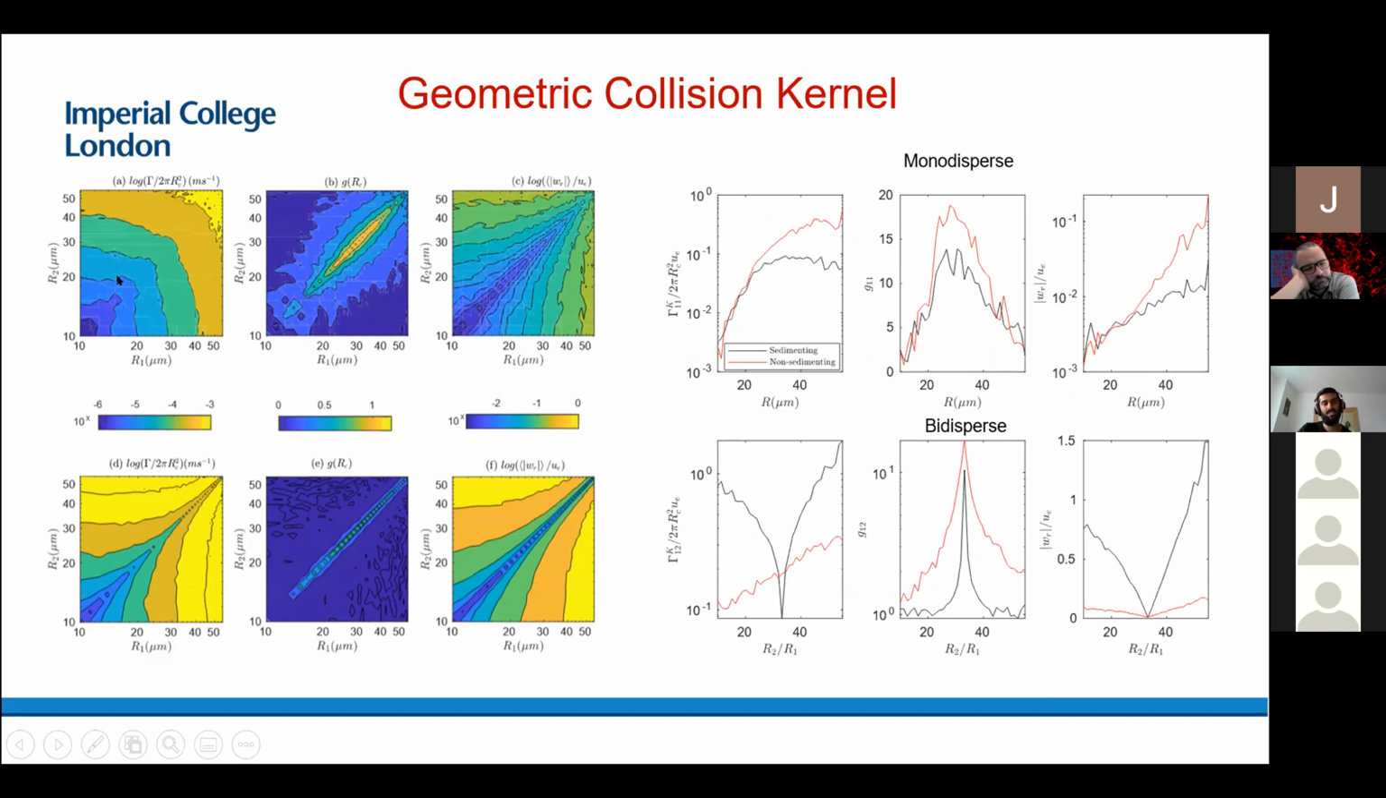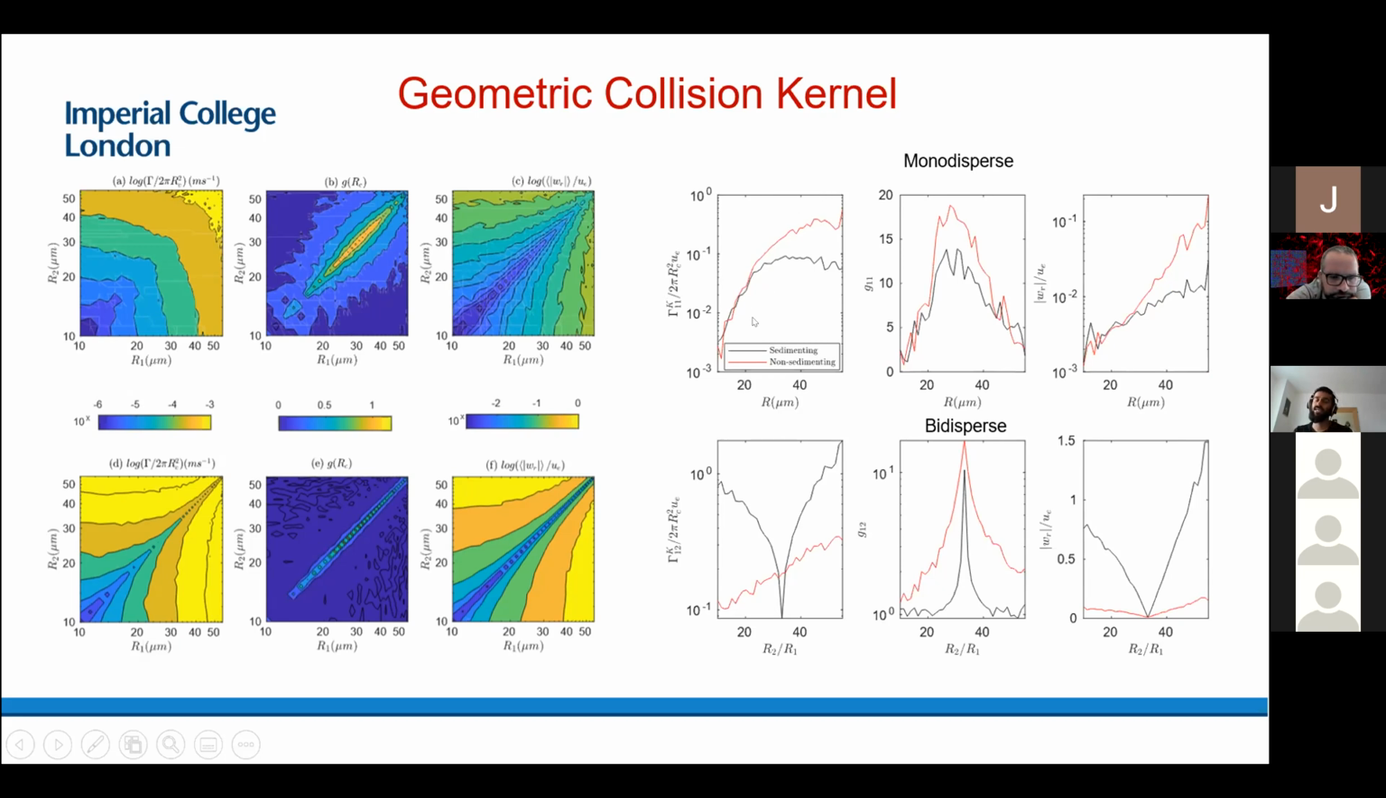So here we see the collision kernel, gamma, for non-sedimenting droplets in the top panel and sedimenting droplets in the bottom panel. B and C are the constituents, the constant properties, which make up this geometric collision kernel. B is the RDF, and C is the relative velocities. On the right here is just one slice taken from these contour plots, because it's easier to interpret.